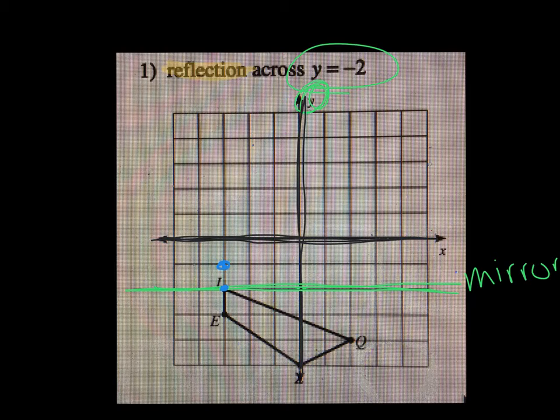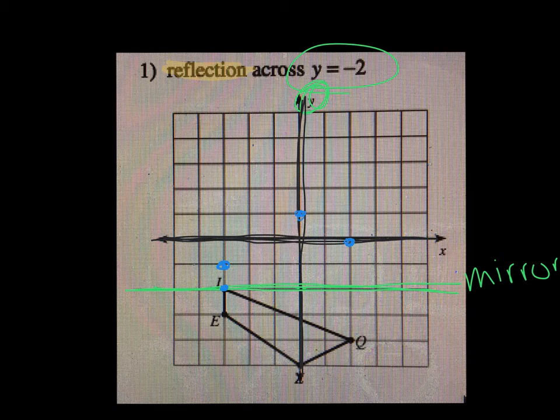So you're going to do the same thing with each of these points. Over here, Q is 2 away from your mirror, so it's going to go 2 away in this direction. So it's going to be right there. So I'm going to change, and there's where Q will be. And same thing with, I think that's a Z down there. That's 1, 2, 3 away, so you're going to go 1, 2, 3 away. And that is where we will put Z.